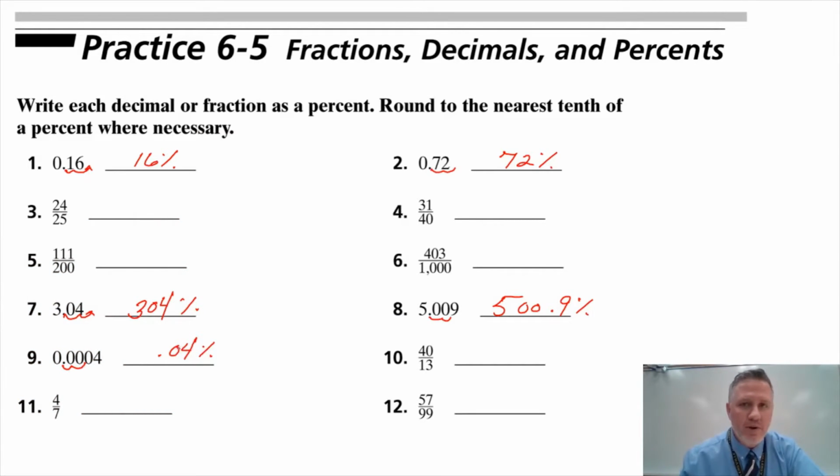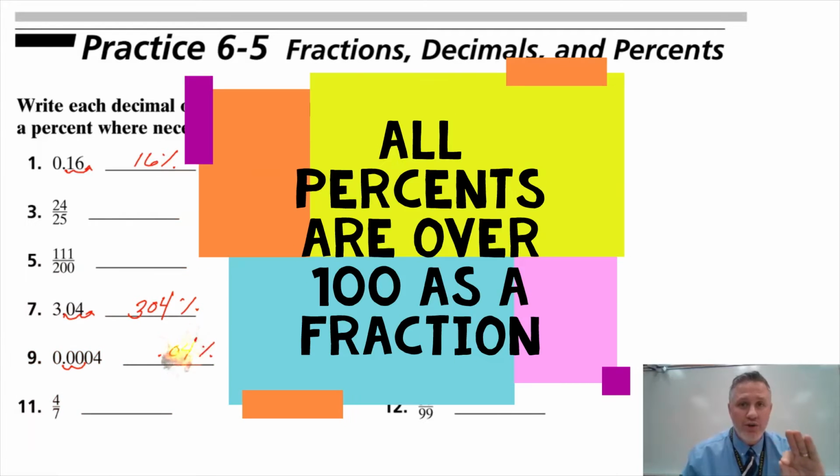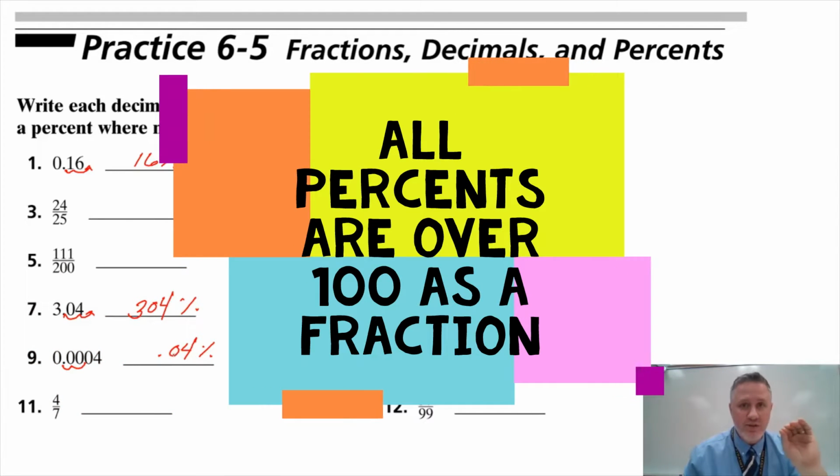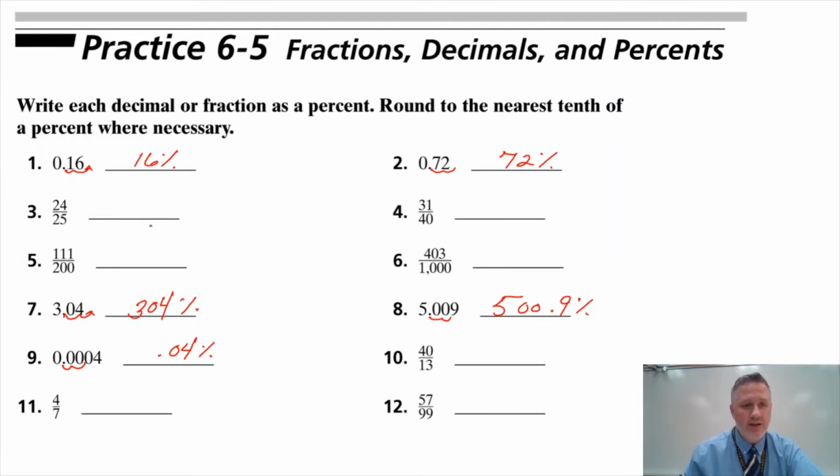So now, remember, all fractions over 100 are the percents, right? The numerator is the percent. So all percents are over 100. So I don't see any fractions over 100 right now, but I can make them over 100, right? So this is the first one, number 3. I'm going to multiply this by 4 over 4, and that gives me 96 hundredths, which means the numerator is the percentage, right? 96%.